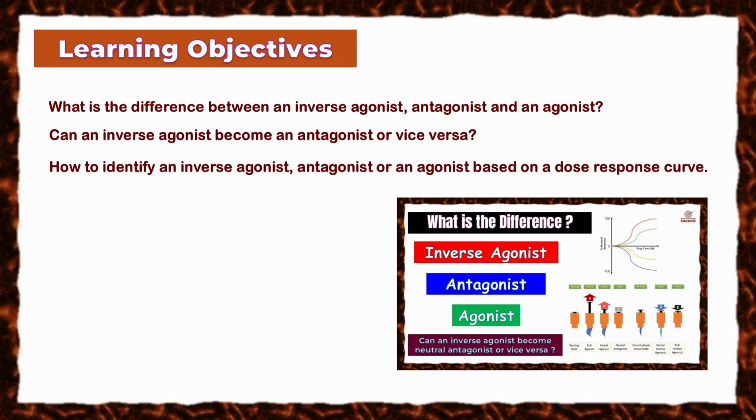In today's video, we will learn what is the difference between an inverse agonist, antagonist, and an agonist. Also, can we label a ligand or drug as an inverse agonist or antagonist, or can an inverse agonist become an antagonist or vice versa? Finally, how to identify an inverse agonist, antagonist, or an agonist based on a dose-response curve.